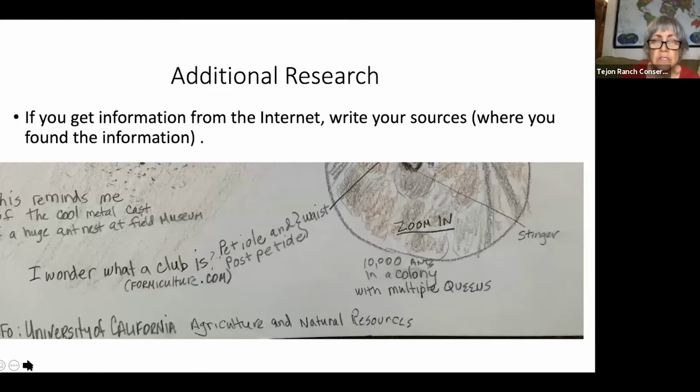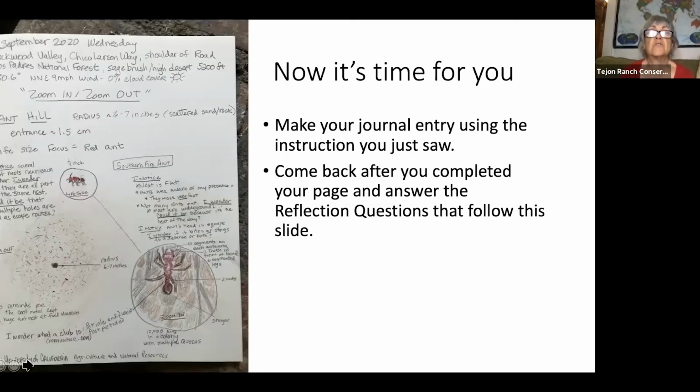I have 2 sources that I used. One was called formiculture.com. I used that to identify a certain part of the ant's body. And then other information I found from University of California, including what kind of ant that was. So I wrote those down so I know what the sources of my research are. I was also really careful to use good sources. Now, there's my journal entry. It's all completed, except for my reflection, which is on a separate page.